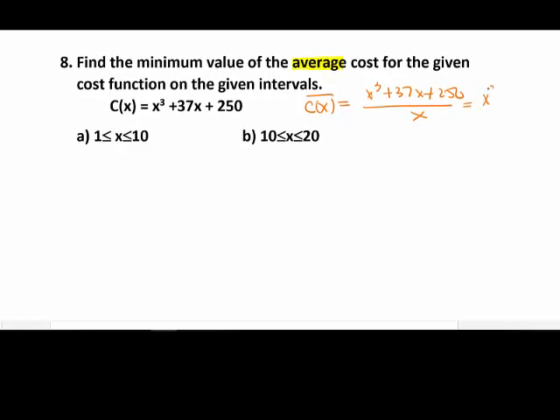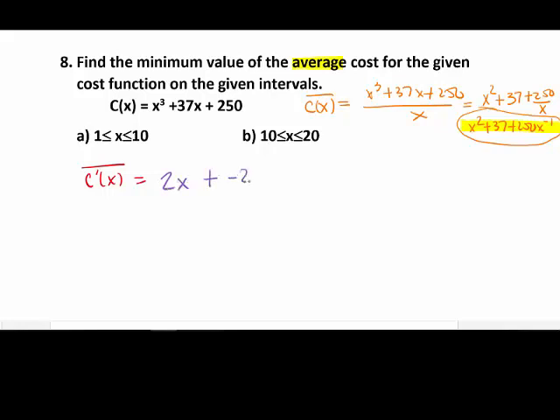And a lot of you on your tests in the past forgot to go ahead and simplify it, which makes it easier to actually take the derivative of, because this is actually x squared plus 37 plus 250x to the negative 1. This is what I'm going to take the derivative of. So my derivative of my average cost is going to be, looking again over here at the part I have, I'm going to highlight it just so you can see where I'm going from here. 2x, 37 goes away, minus 250x to the negative 2.